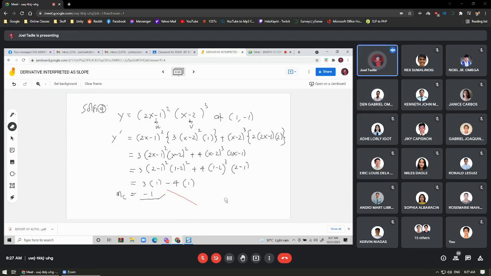Okay, thank you Gabriel. Very good, no? Correct, negative 1. So our tangent line to the curve is slanting to the left. Okay? So I hope everyone is enlightened, no?